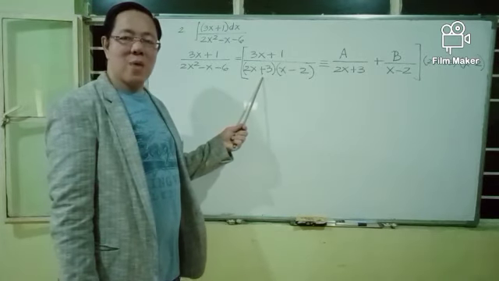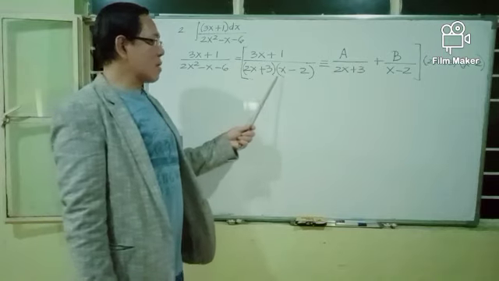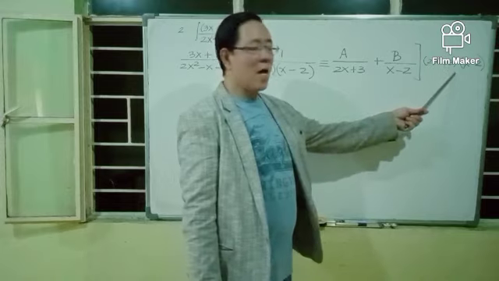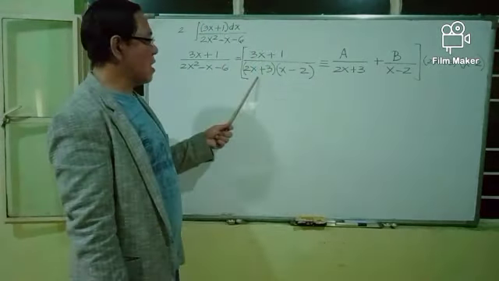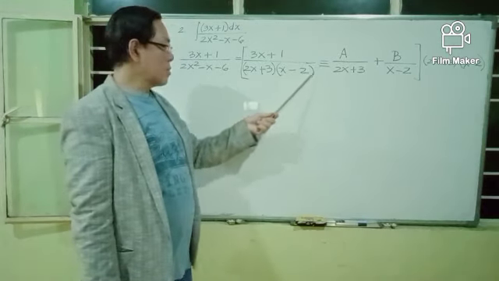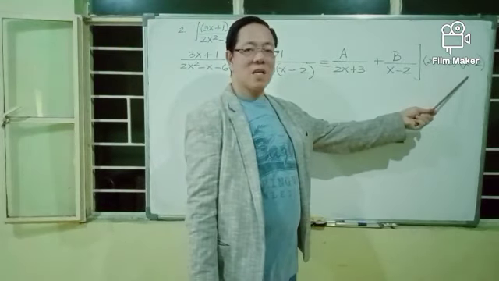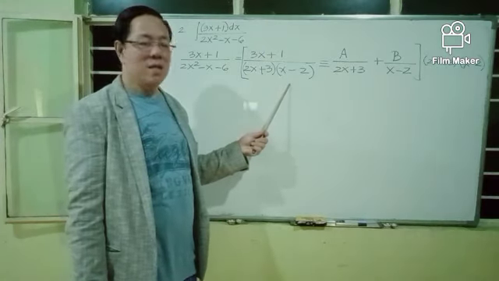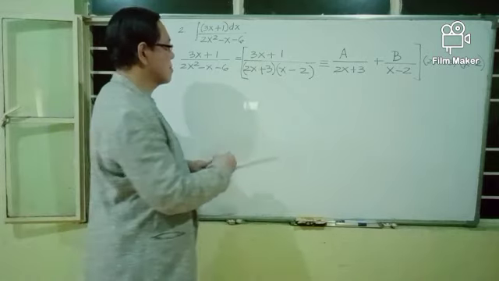If you multiply the left-hand side, (3x + 1) over (2x + 3)(x − 2), by (2x + 3)(x − 2), then (2x + 3)(x − 2) will cancel out with 2x + 3 and x − 2 in the denominator. Because this product, (2x + 3)(x − 2) over (2x + 3)(x − 2), is simply 1. And we are left with 3x + 1 at the left-hand side.